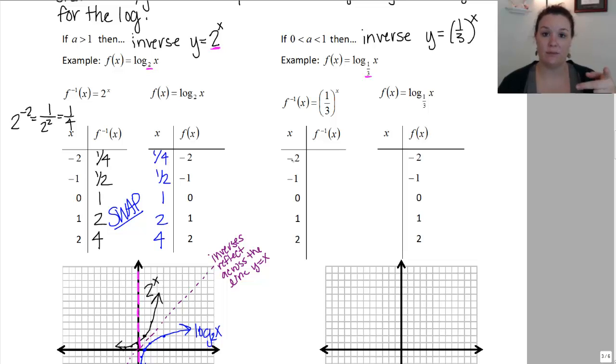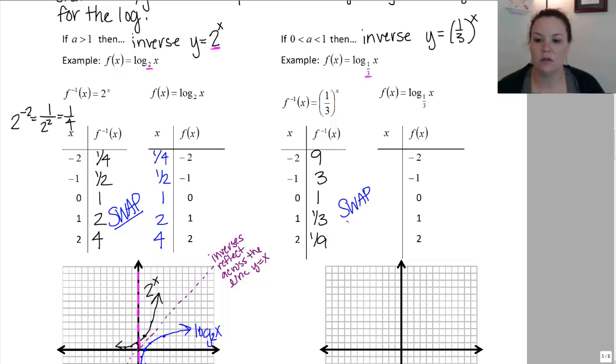I square it and I flip it. If I square it, I get 1/9. When I flip it, that becomes 9. 1/3 to the -1. 1/3 to the 1 is 1/3. When I flip it, it becomes 3. 1/3 to the 0 is 1. 1/3 to the first power is 1/3. 1/3 squared is 1/9. Okay. So here I have all my values. So I'm going to swap them to get my log function. Okay. When I swap them, I now have 9, -2, 3, -1, 1, 0, 1/3, and 1/9.